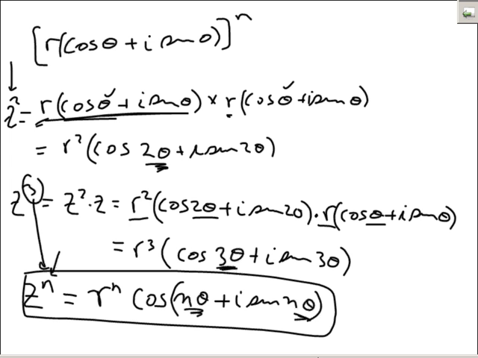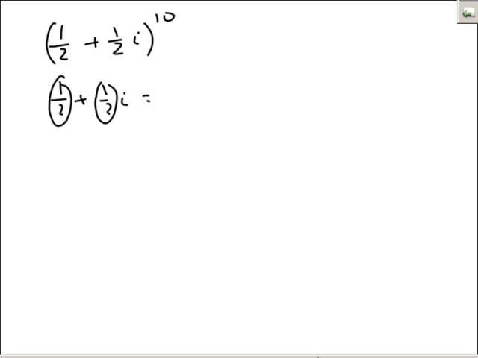So now, what if you were asked to do the following problem? DeMoivre's theorem is nice and beautiful and all that, but can we apply it? The answer is yes. Suppose you wanted to calculate 1/2 plus 1/2 i to the 10th power. Well, can we write 1/2 plus 1/2 i in CIS form? The answer is yes. We can write any a plus bi in CIS form.